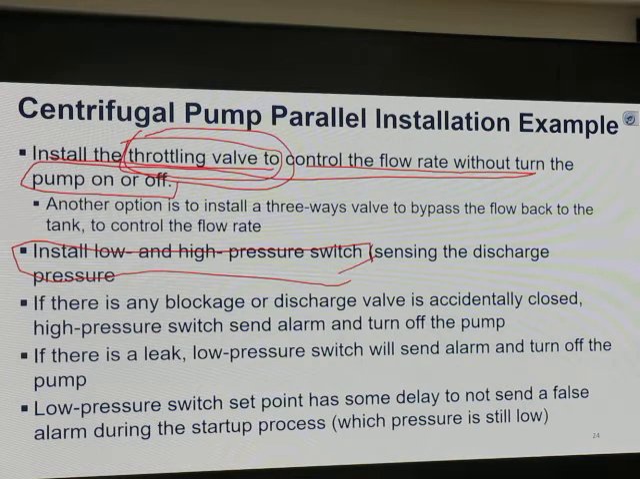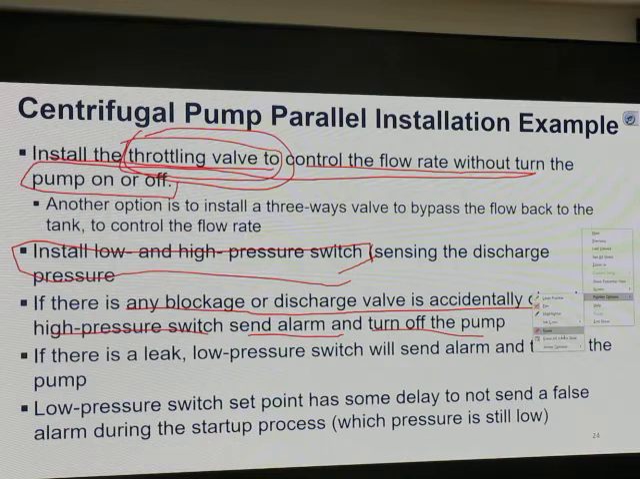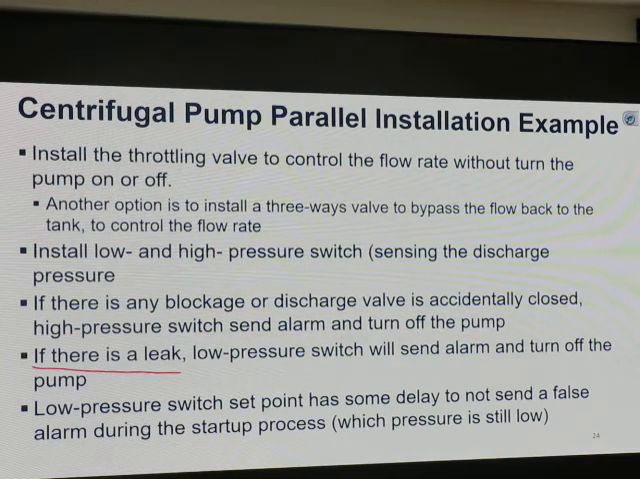This is about instrumentation we installed to sense the discharge pressure. If discharge pressure is too much, maybe something happened, there's a blockage somewhere. If there's any blockage or the discharge valve is accidentally closed, the high pressure switch sends the alarm and turns off the pump. If something bad happened, we don't want the pump to keep running. So we need a high pressure switch and a low pressure switch. If there's a leak, the low pressure switch will send an alarm to turn off the pump.